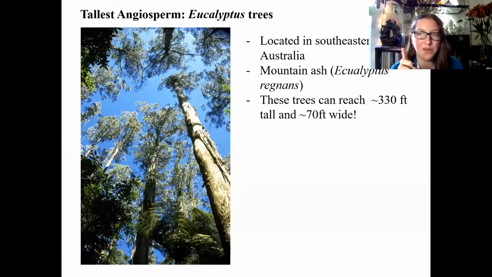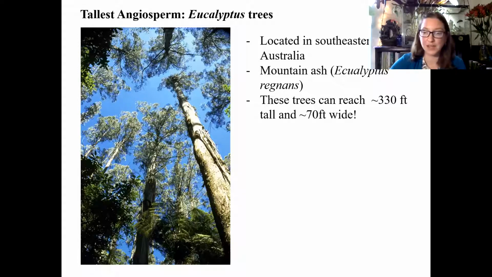And so on the conifer lab, we learned that the tallest living trees are conifers. There's still some pretty tall angiosperms as well. So the tallest known angiosperms are these eucalyptus trees that are located in southeastern Australia. Their common name is mountain ash, and they can get about 330 feet tall, which is pretty big, and 70 feet wide, which you should be thinking, 70 feet wide, what does that mean about its growth?